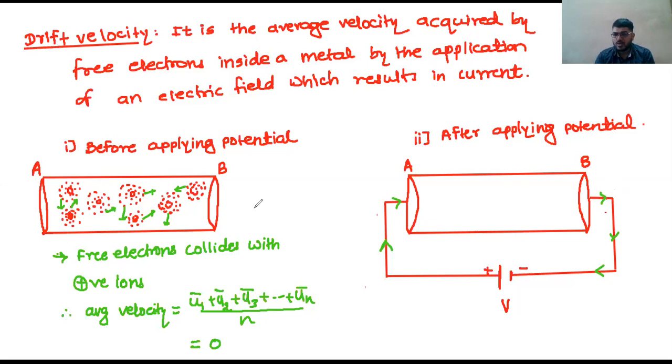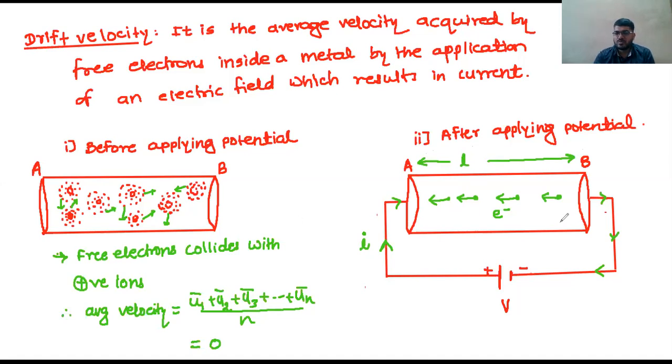Now, how will the electrons flow? Opposite to the current direction, yes? So all electrons are moving in this direction. This is the electrons' direction, and this is the current I. Let us suppose the length of this conductor is L.